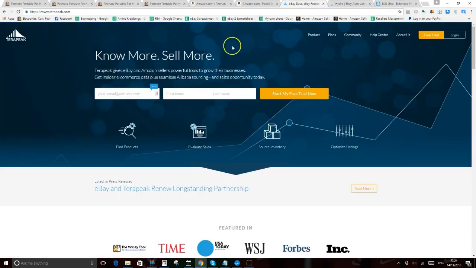Okay, so the Terapic tool is the tool we're going to be using to analyze our products, to analyze our competition. I always say this to everybody: in e-commerce, you have to sell what actually sells. You can't be randomly pointing a finger in the sky.